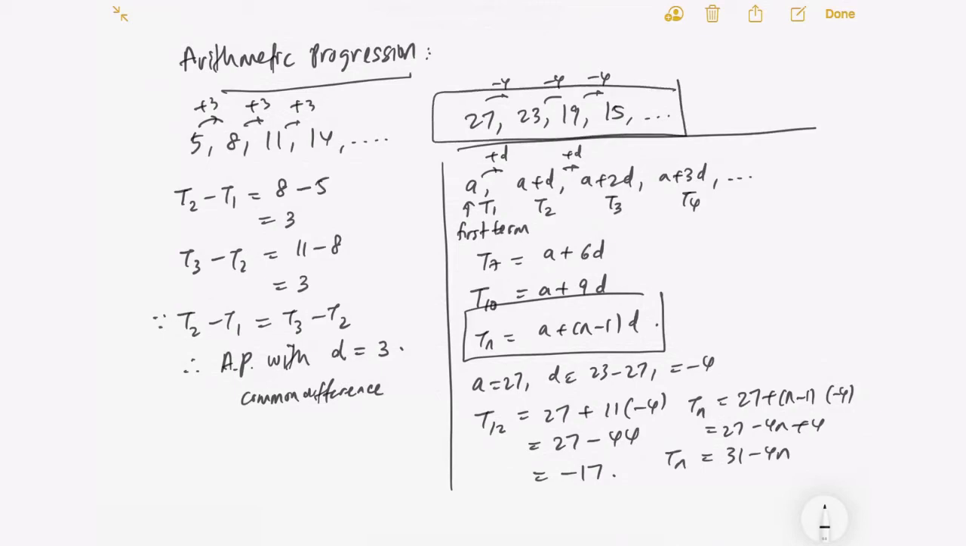If I want to find, for example, the 12th term, I can just substitute inside. Now notice, okay, I made a mistake here. This is 4 times 12, so it's 31 minus 48. You still get negative 17. Okay, simple. All right, let's move on to the next one.